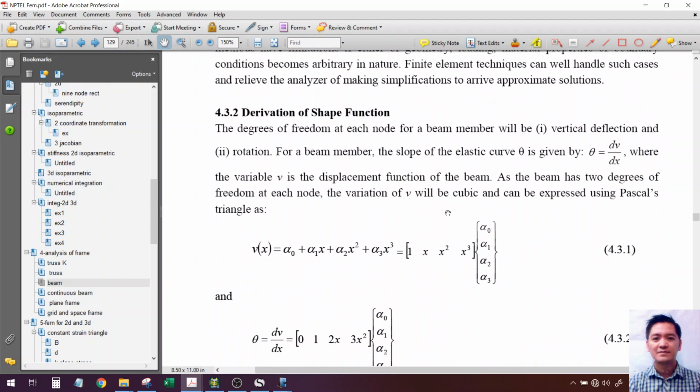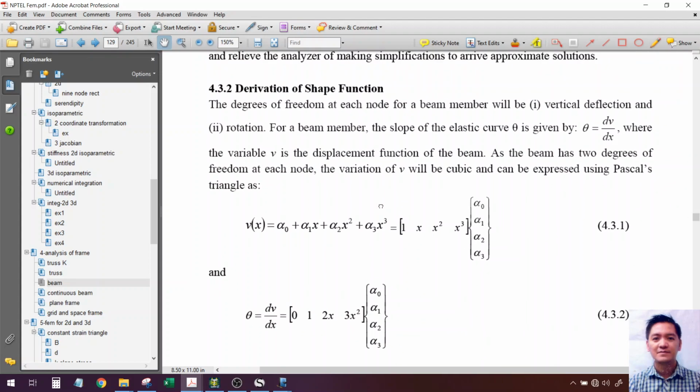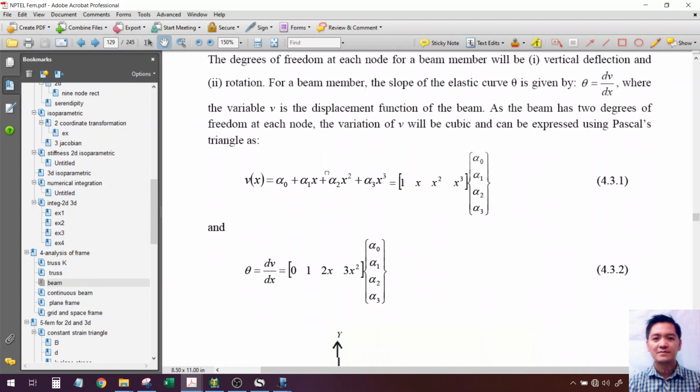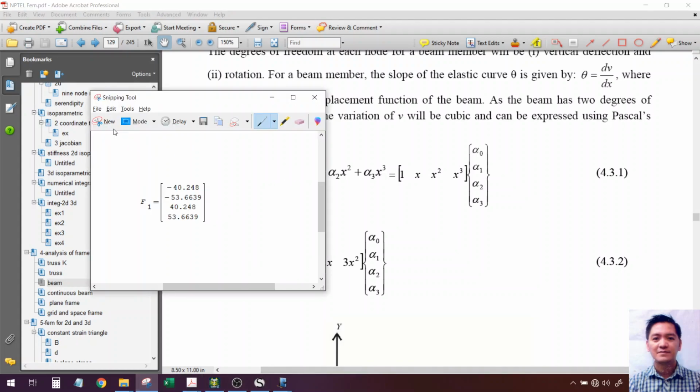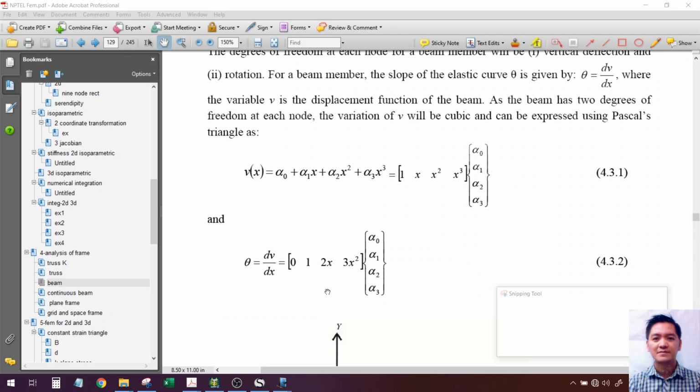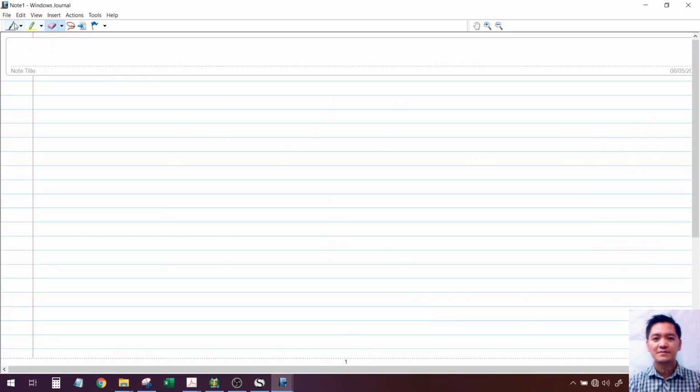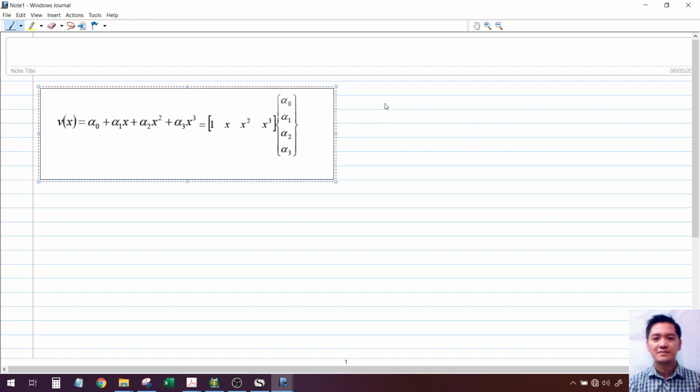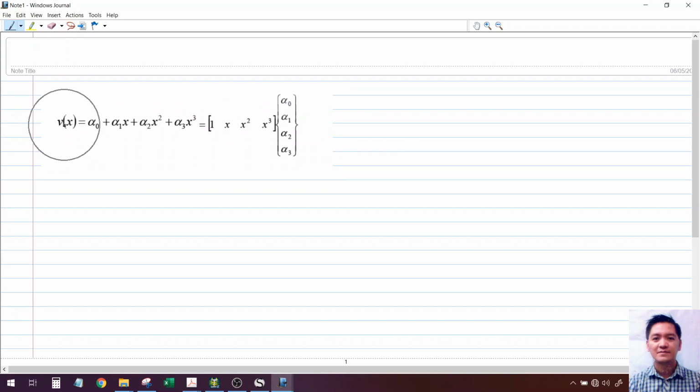Kagaya na sa axial, we need to assume a displacement function of the beam. So ito yun. Okay, so displacement function ng beam natin, wherein yung displacement niya along the x, kaya it's a function of x, is alpha naught plus alpha 1x plus alpha 2x squared plus alpha 3x cubed. Then I'd like to write down here, this is for beam.